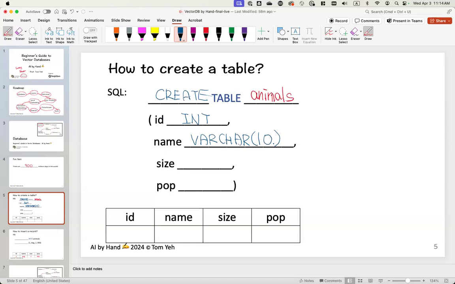If we have animal names that are really long, they might not fit, but that's okay. And the size of the animal: maybe I use integers to indicate 1, kind of small, 2, medium size, 3, pretty big, and 4, enormous, and so on. And population is an integer. With this SQL command, we send it to a database such as SingleStore, or you can host it with MySQL on your own computer, and you create a table like that.